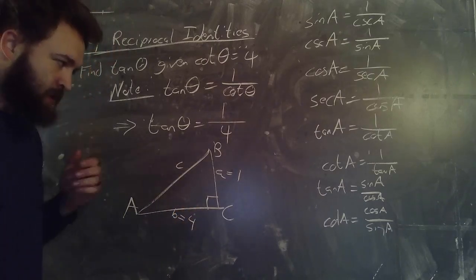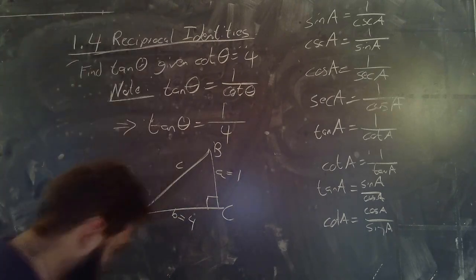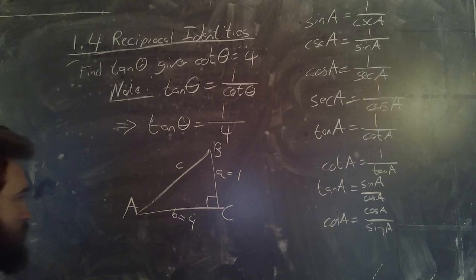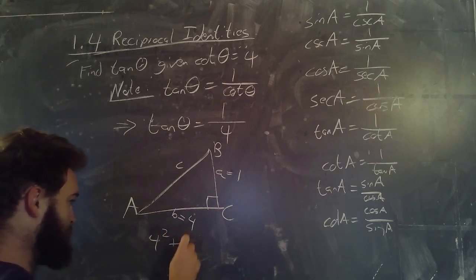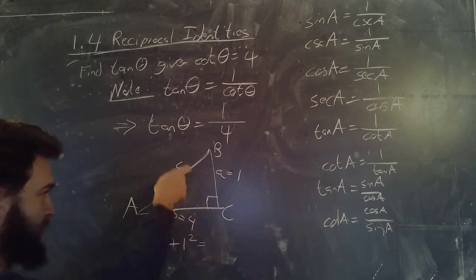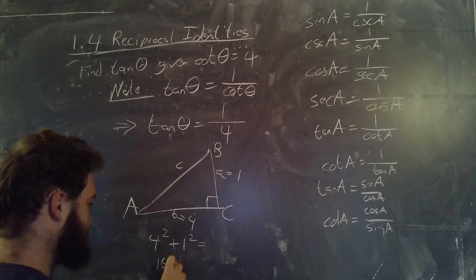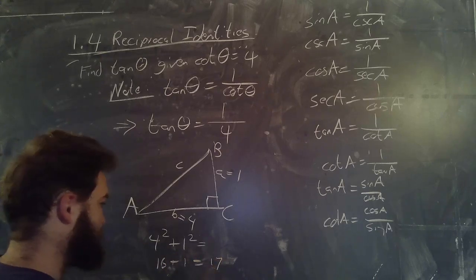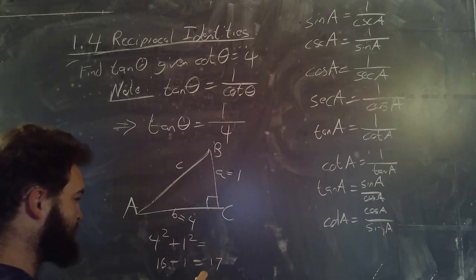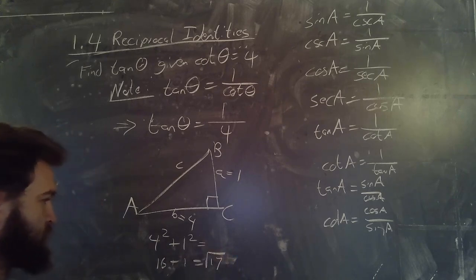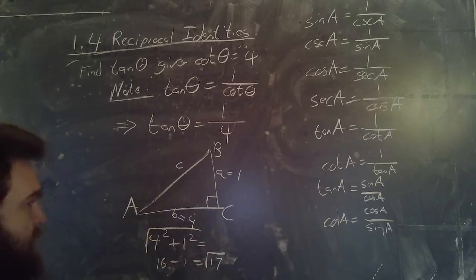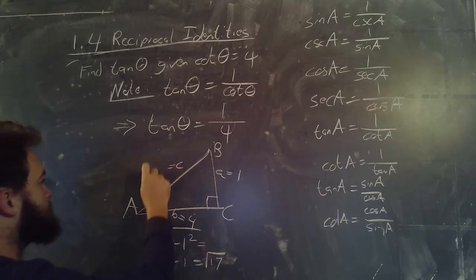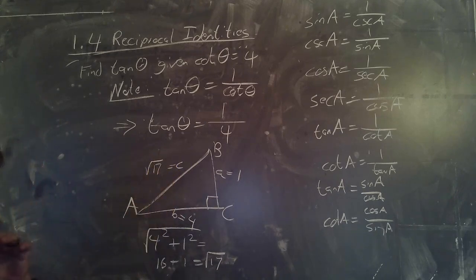Now, of course, we can do Pythagoras here in order to figure out what the missing side length C is. So 4 squared plus 1 squared will give us the square of C. So that is 16 plus 1, which is equal to 17. And so, of course, the missing side length is the square root of that particular number if we were to square root both sides. So the square root of 17 is equal to C.